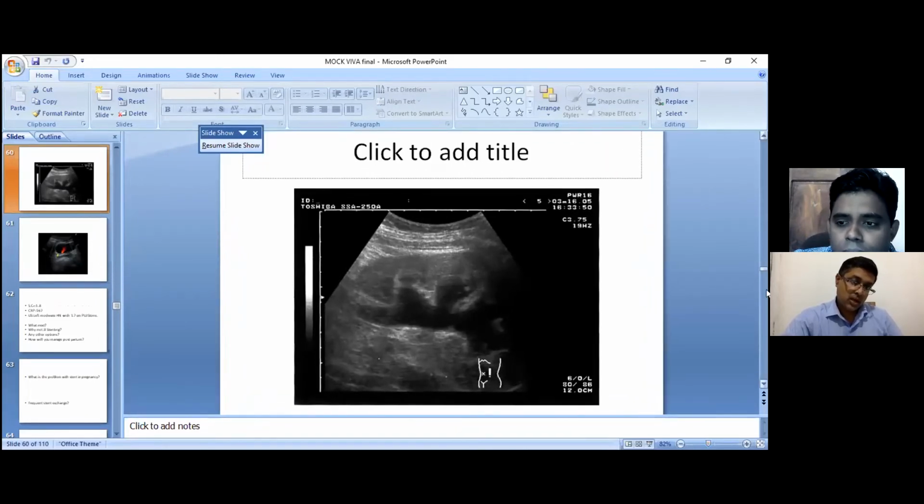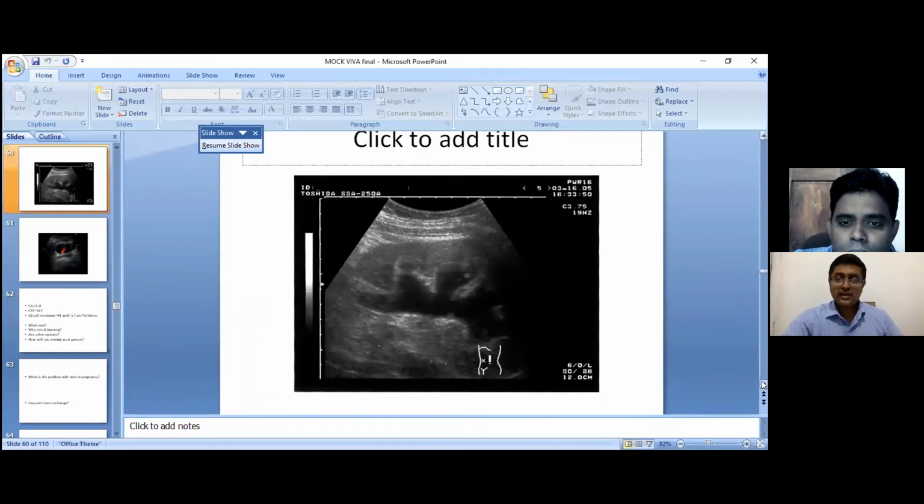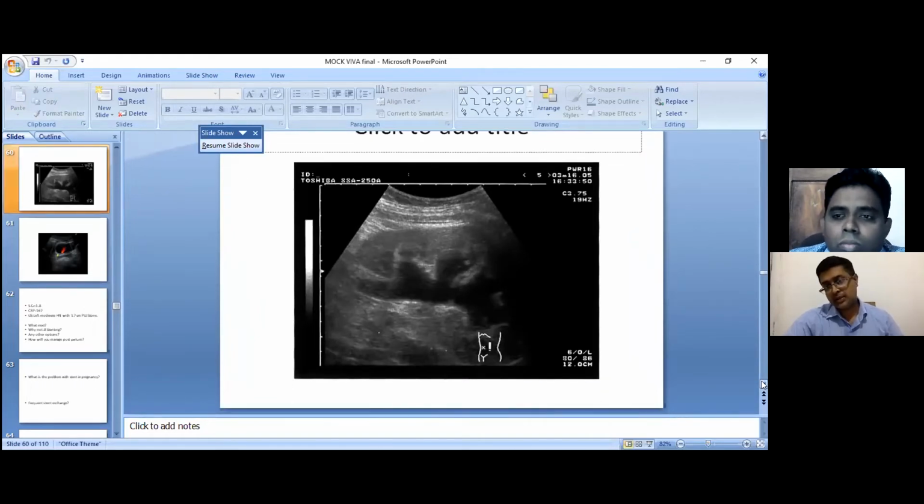So what do you see in this ultrasound image? This looks like pathological hydronephrosis. I can clearly see the calyces are blunted as well, and the corticomedullary thickness is also diminished. This looks more like pathological obstruction to me.